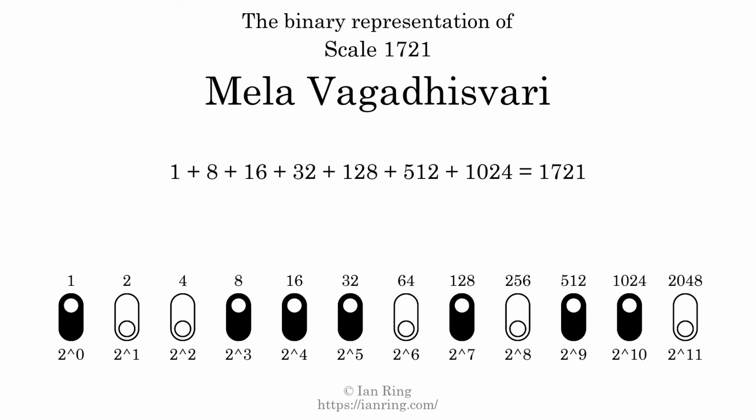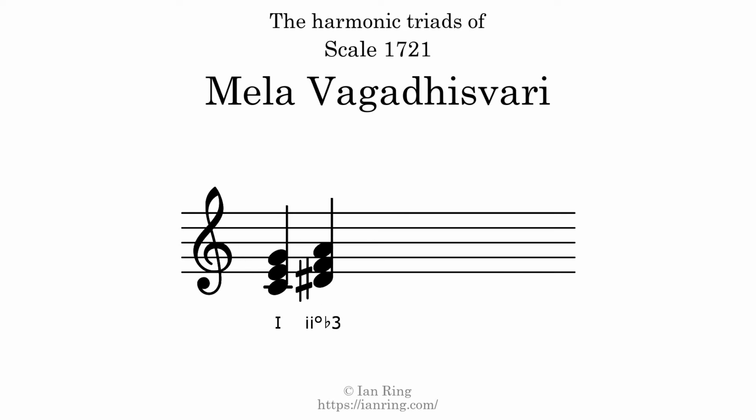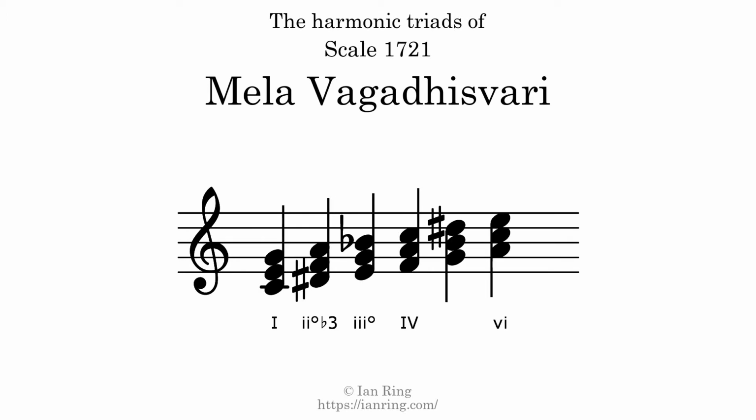1721. The scale number not only enumerates the scale with a unique index, but it also literally describes the tonal content of the scale. Represented as a binary number in base 2, the scale number is 0110101111001. Here are the harmonic triads present in this scale. Major, diminished flat 3, diminished, major, unnamed, minor, sus 4.